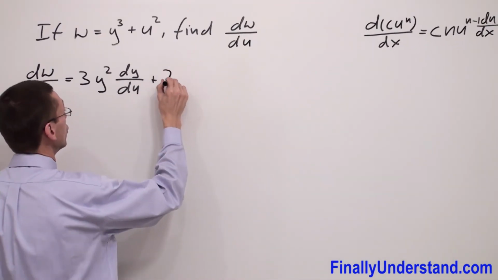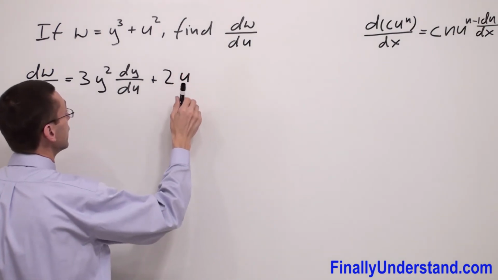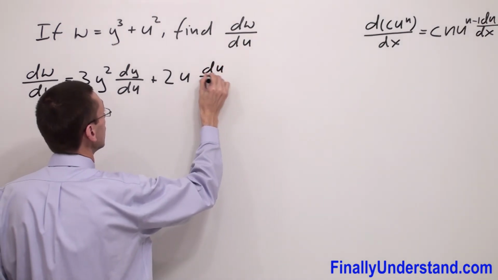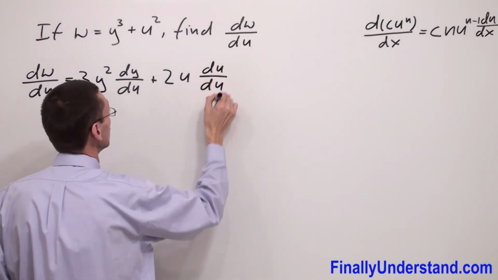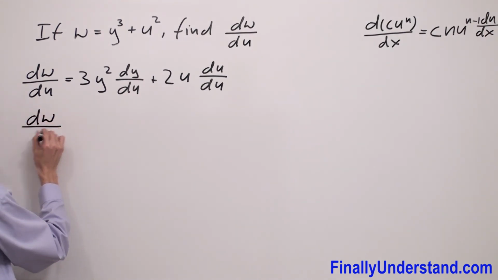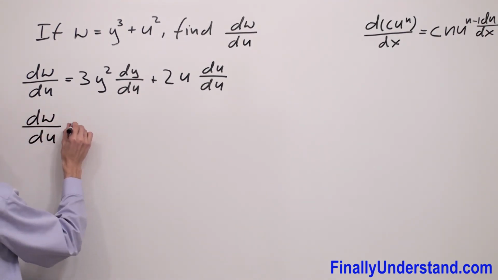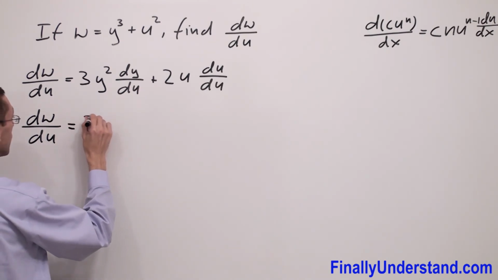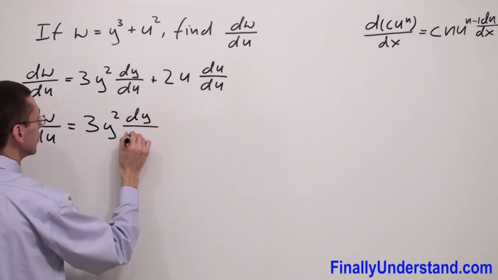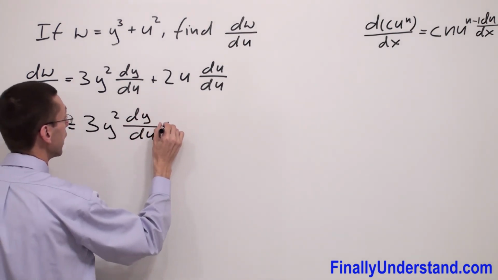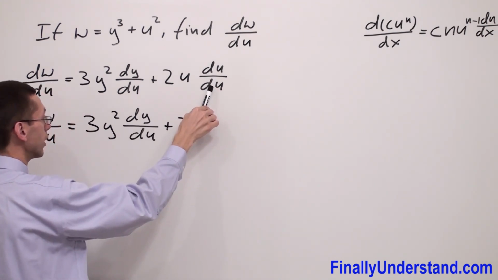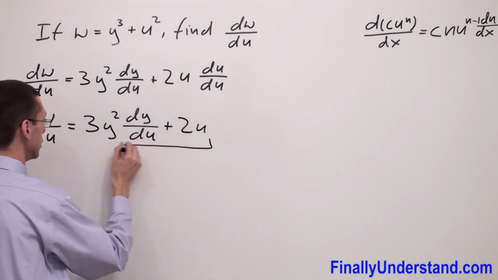Plus 2u. Okay, and I'm supposed to find the derivative of u. So I have du over du. Okay, so I have dw over du is equal to 3y squared dy over du plus 2 du over du, because du divided by du is equal to 1, and this is the solution to my problem.